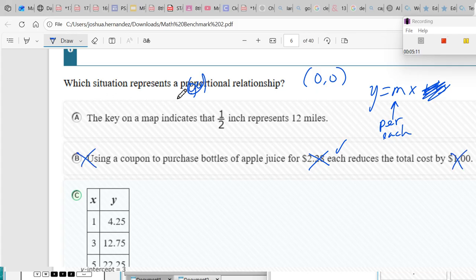The key number indicates it's 1/2 inch represents 12 miles. That one has to be proportional. That's just straight proportional. And proportional means that it changes at the same rate. So if I double this one right here, I'd have a 1/2 and another 1/2, then I would have another 12, right? So that one's proportional. That's just straight up proportional. That's the definition of proportional in 6th grade.